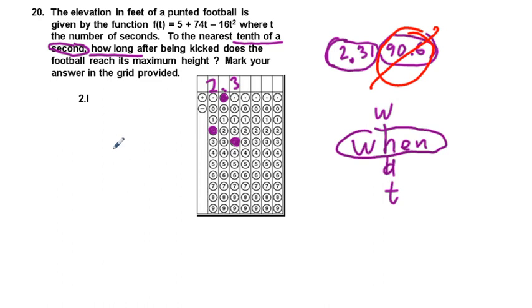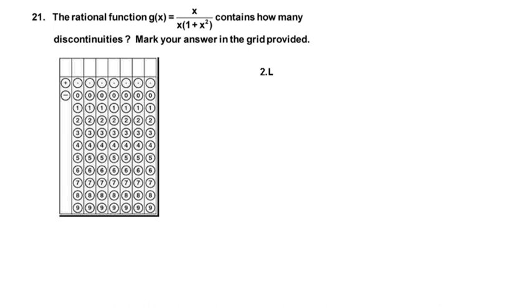But it is not 90.6. Sometimes they're going to ask for the height elevation. Analyze it, read. And if it's asking for what is the maximum height, well, then the answer would be 90.6. But when does it reach its maximum height? Sometimes they can also ask how long after being kicked does it return to the ground, which would be twice as long, 4.6 seconds.